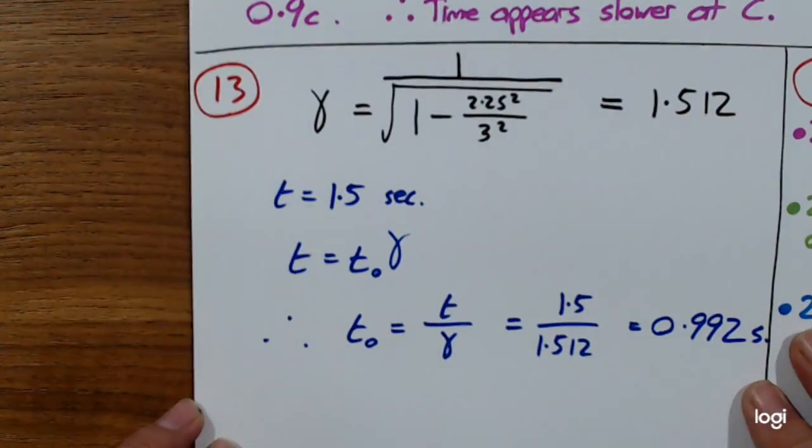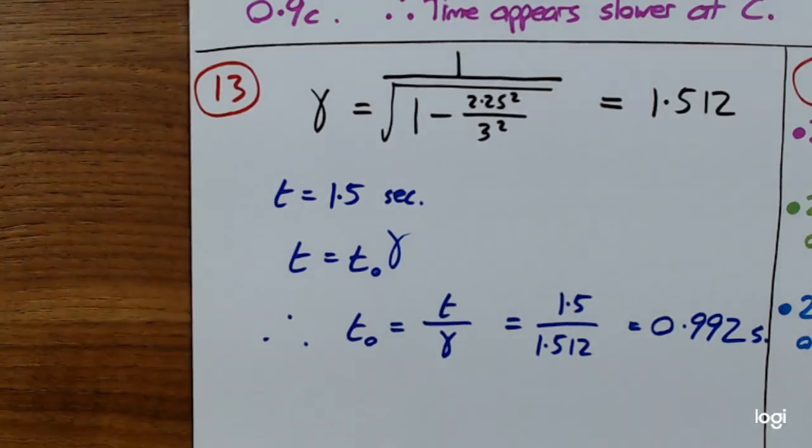Question 13 was the next one that people asked for. This is about a spectator standing next to a pool clock and watching a swimmer who is swimming somehow at a speed of 2.25 by 10 to the 8 meters per second.